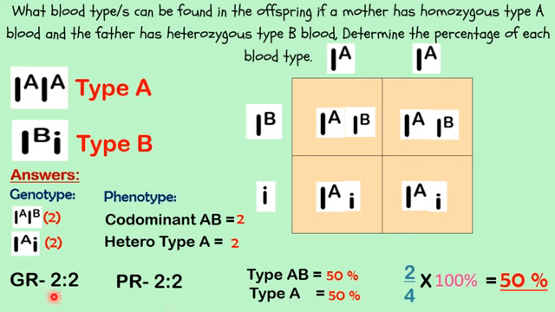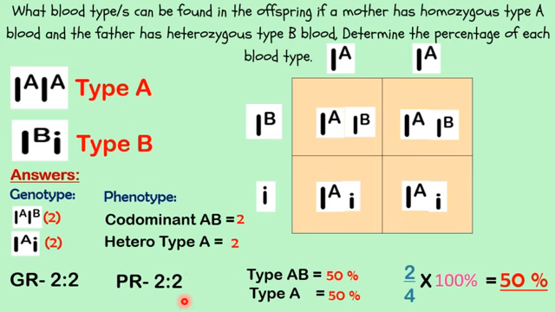How did we get this? Here, type AB is 2 and type IA small i is 2. So 2 is to 2 is the genotypic ratio. For the phenotype, the ratio is 2 is to 2 also because we have two codominant AB and heterozygous A.